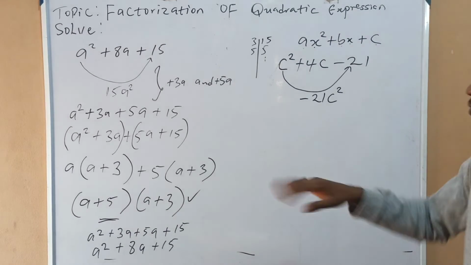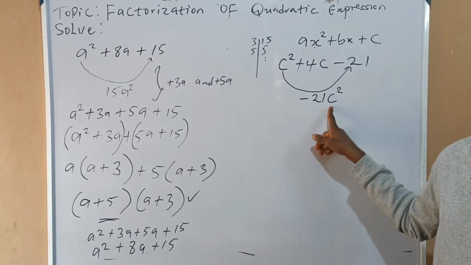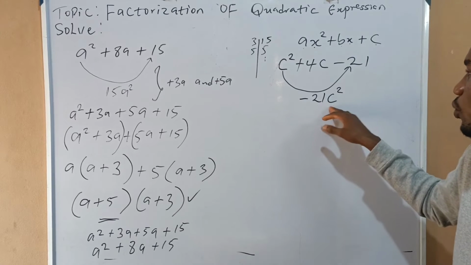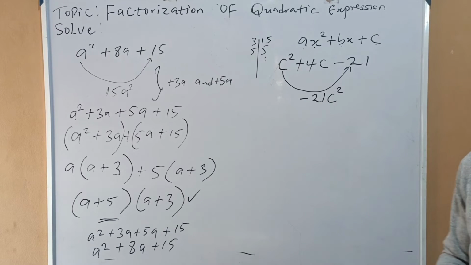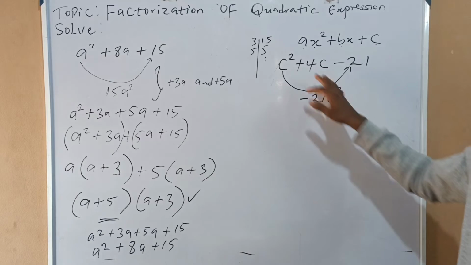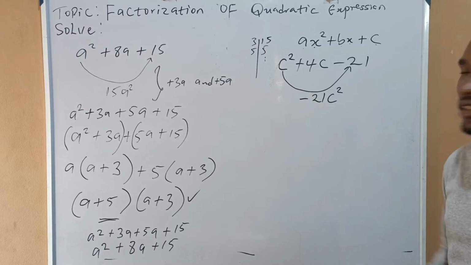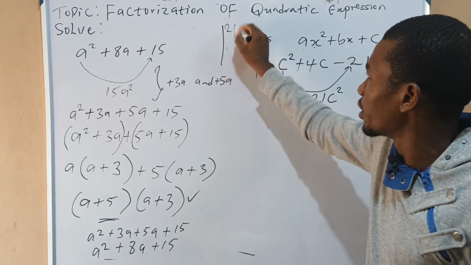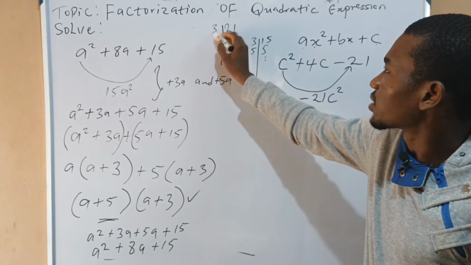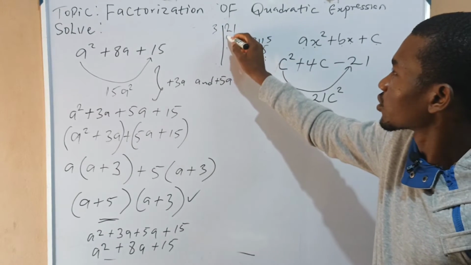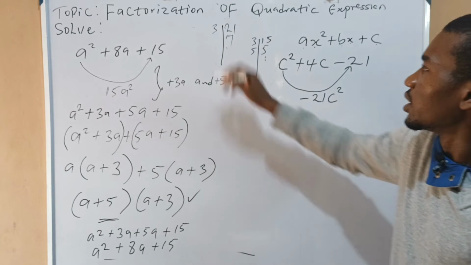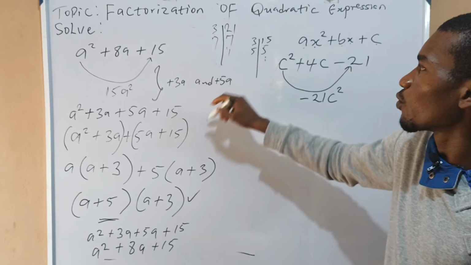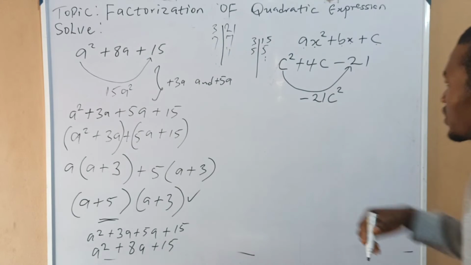And I'm going to look for two factors that when I multiply them together, I'm going to have minus 21c raised to the power of 2. Then when I add them together, I'm going to get plus 4c. And remember, I draw my LCM line, then I put 21 here. Actually, 3 can divide 21 such that we have 7. Then 7 divides 7, we have 1. So the two factors are 3 and 7.